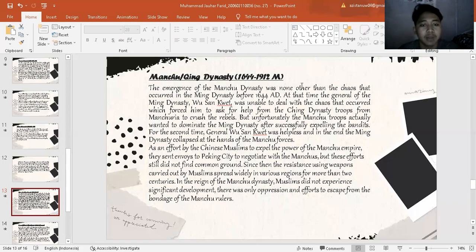As an effort to expel the power of the Manchu Empire, the Chinese Muslims sent envoys to Peking City to negotiate with the Manchus, but the effort did not find common ground. Since then, armed resistance by Muslims spread widely in various regions for more than 2 centuries. In the reign of the Manchu dynasty, Muslims didn't experience significant development. There was only oppression and effort to escape from the bondage of the Manchu rules.